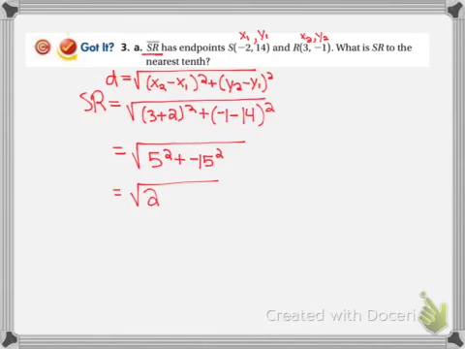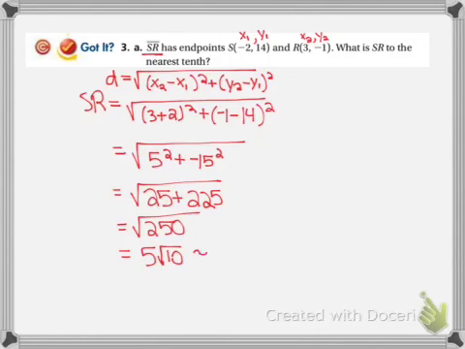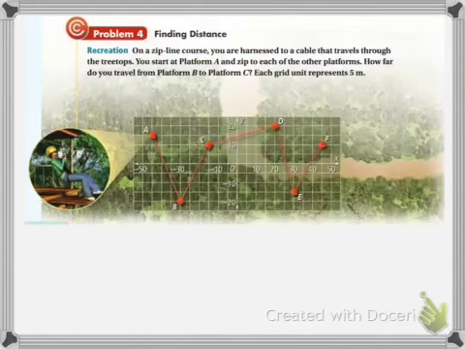So 5 squared is 25. Negative 15 squared is a positive 225. Always remember that a negative squared is positive. So this becomes the square root of 250, which simplifies to 5 root 10, or I'm completely okay with a decimal for these. That is approximately 15.81. So the distance between points S and R is approximately 15.81 units. All right, last one, and we are done with this.